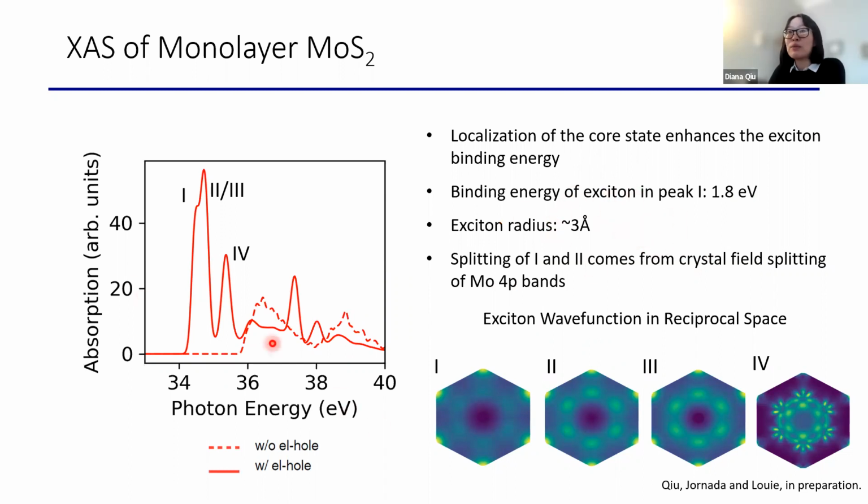And if you take a look at the exciton wave functions associated with these different peaks in momentum space, you can see the exciton wave function mixes both the K and K prime valleys, and also this 6-fold ring-like valley around the gamma point, whereas for the optical excitons, they only come from K and K prime. But for the core excitons, you get this additional mixing due to the much larger binding energy.